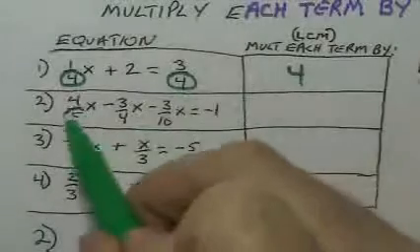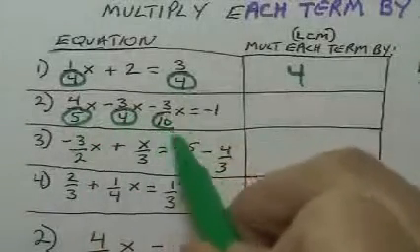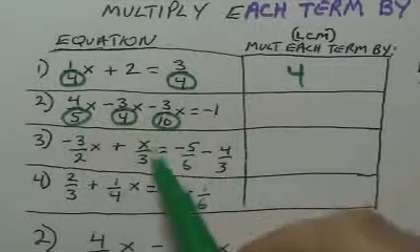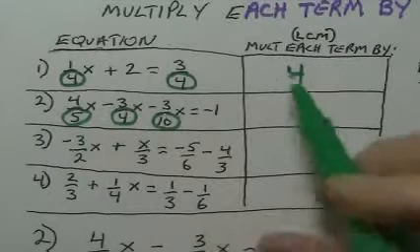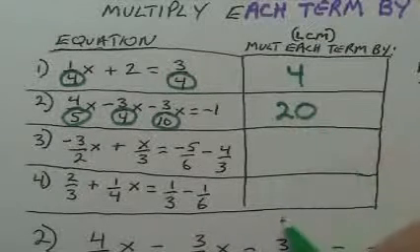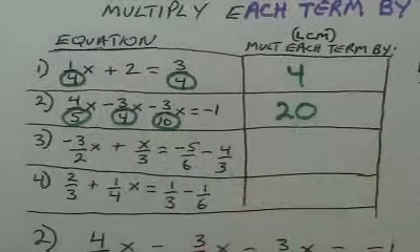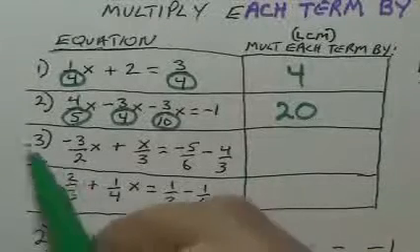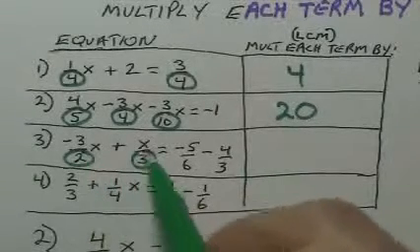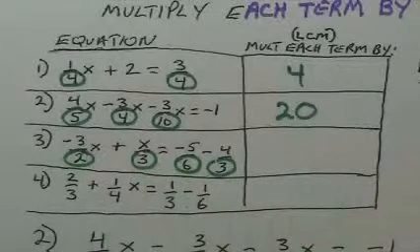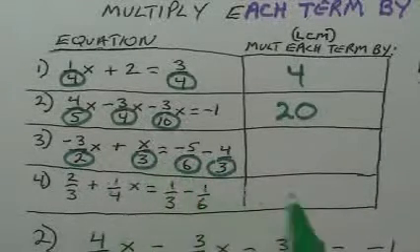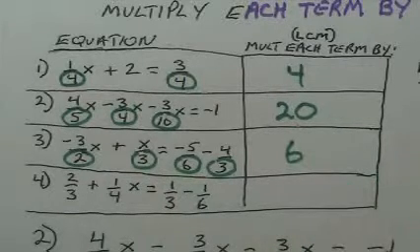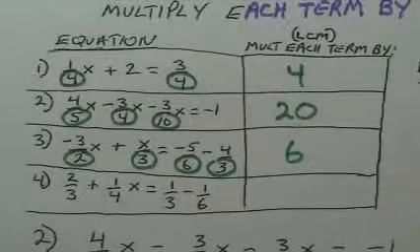Looking at number 2, we have a 5, a 4, and a 10. So what numbers will 5, 4, and 10 all multiply into? 20. 5, 4, and 10, they all fit into 20. And that is what we're going to use to multiply each term by. Number 3, we have a 2, a 3, a 6, and a 3. So what will 2, 3, and 6 all go into? They can multiply into 6. So that's the least common multiple.